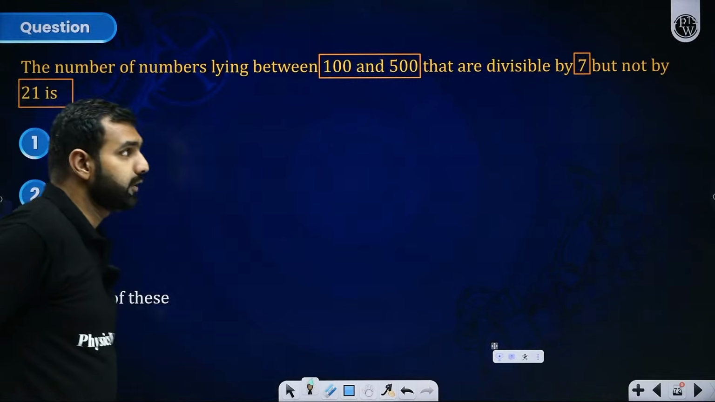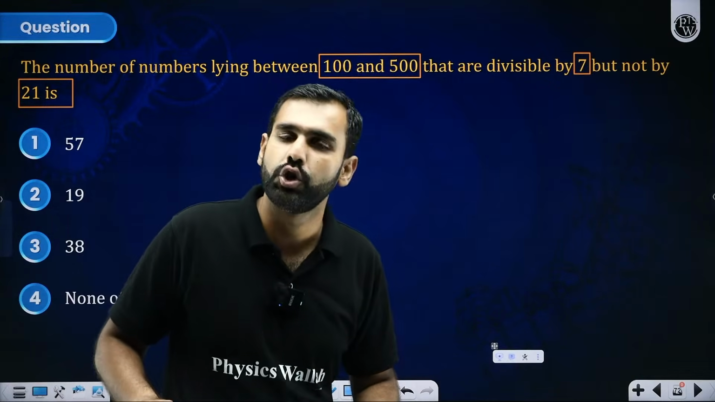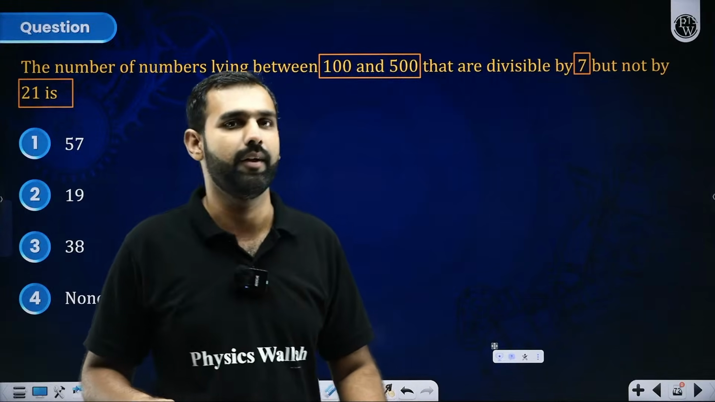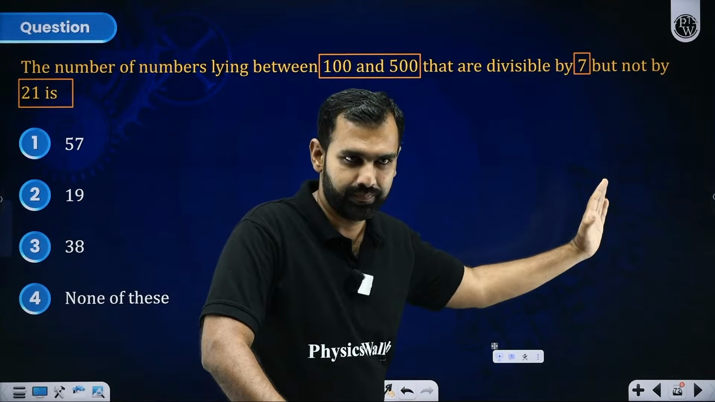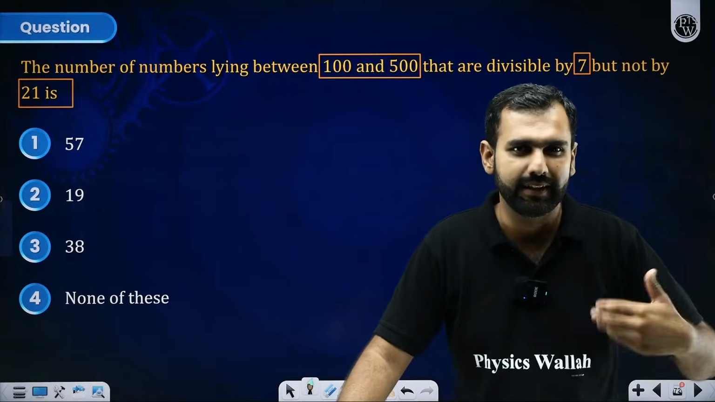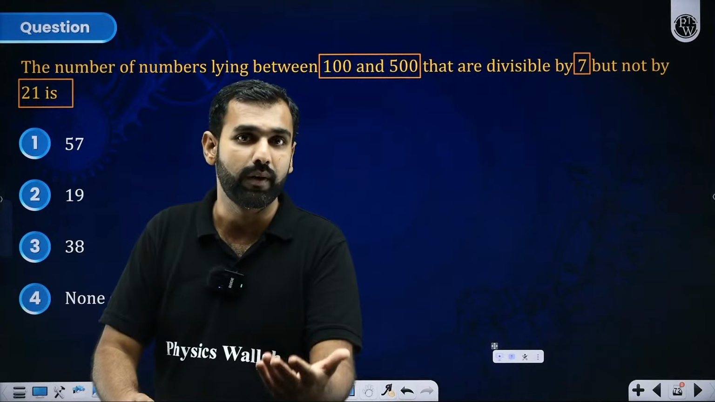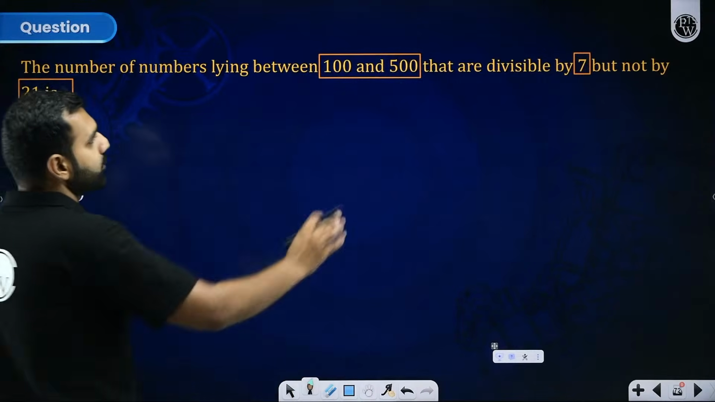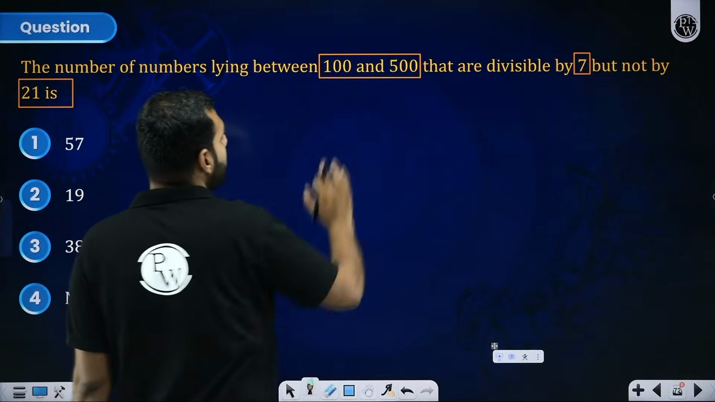Sir, we are looking for the numbers which are divisible by 7. But those numbers should not be divisible by 21. Okay, so I think I'll be seeing two sequences. One sequence, the numbers which are divisible by 7, technically multiples of 7. Another sequence which is going to be multiples of 21. How? Multiples of 7, which means what? 7, 14 and so on. But I am looking for the numbers between 100 and 500.